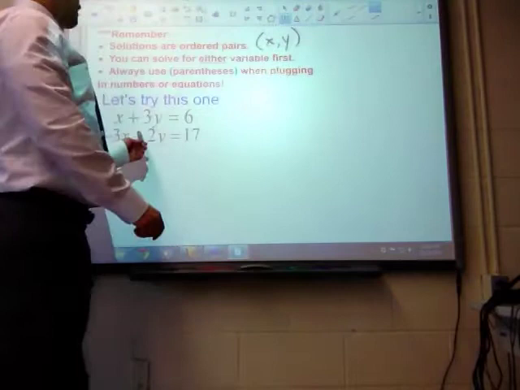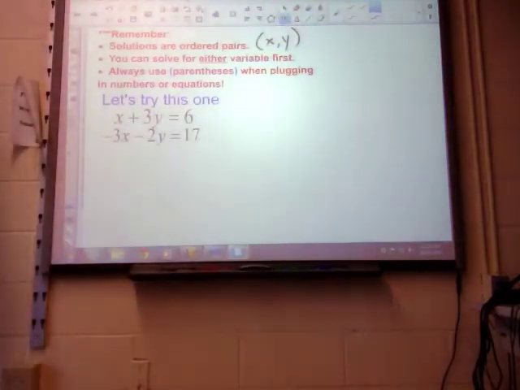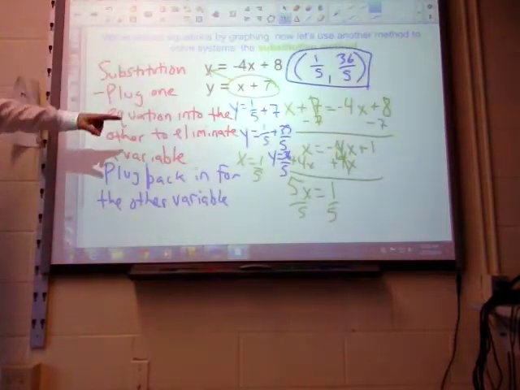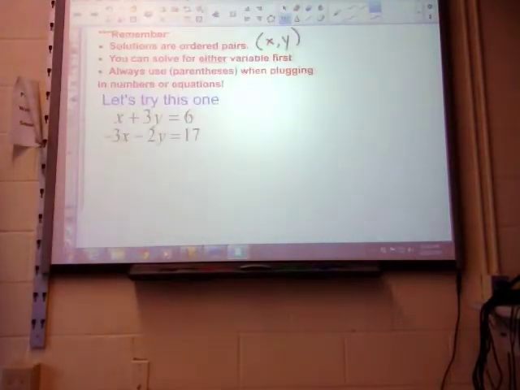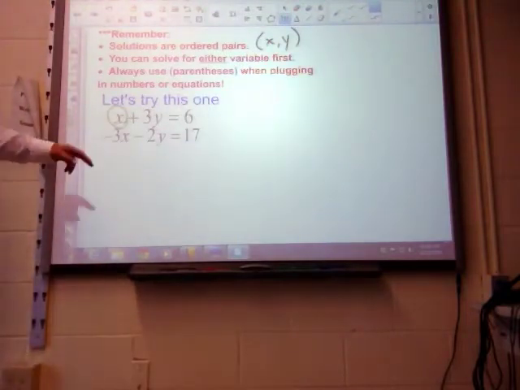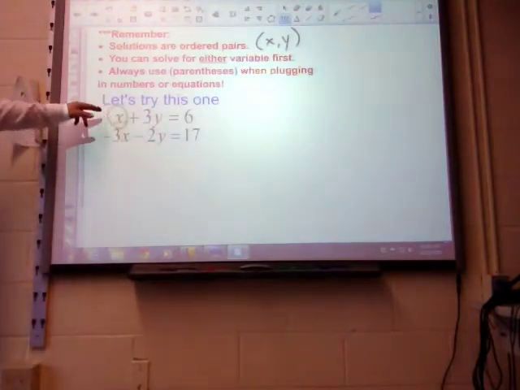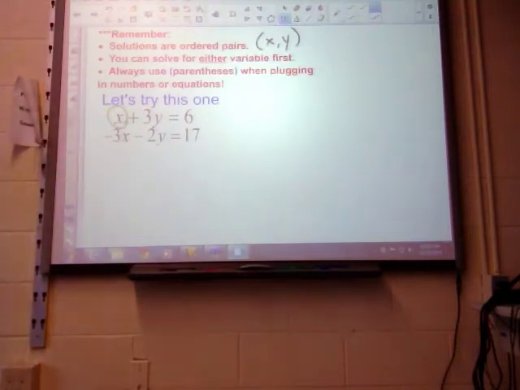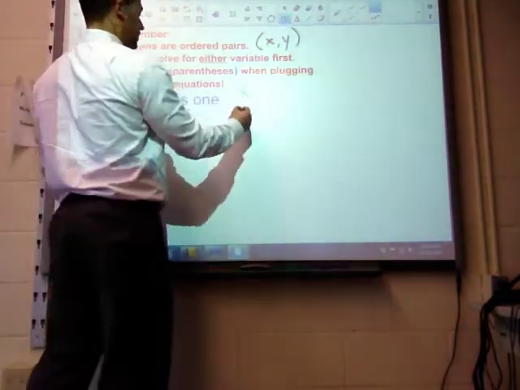So let's take a look at this. X plus 3y equals 6, negative 3x minus 2y equals 17. In the last one we had variables solved for, in this one we don't. So we need to solve for a variable. If you look at this, I'd say the easiest one to solve for is x in the first equation, because it's alone and has no coefficient. That's what you want to go to, this one. The one that has no coefficient and is the variable alone. So let's solve for it.